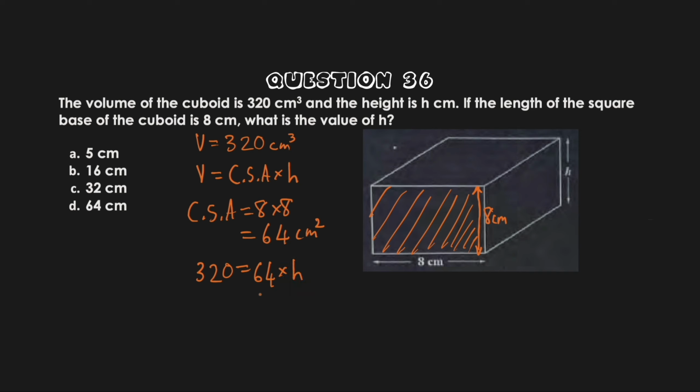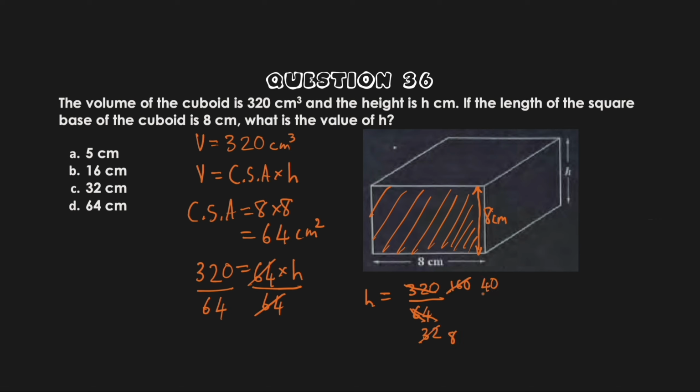Now to figure out the height, we just have to divide both sides by 64. Basically, the height is equal to 320 divided by 64. So I could put here height is equal to 320 divided by 64. Now looking at this, I can see that there's a common number that could go into both of these. I would say 2. 2 could go into 64 32 times. 2 can go into 320 160 times. Now 4 could go into 160 40 times. And 4 could go into 32 8 times.